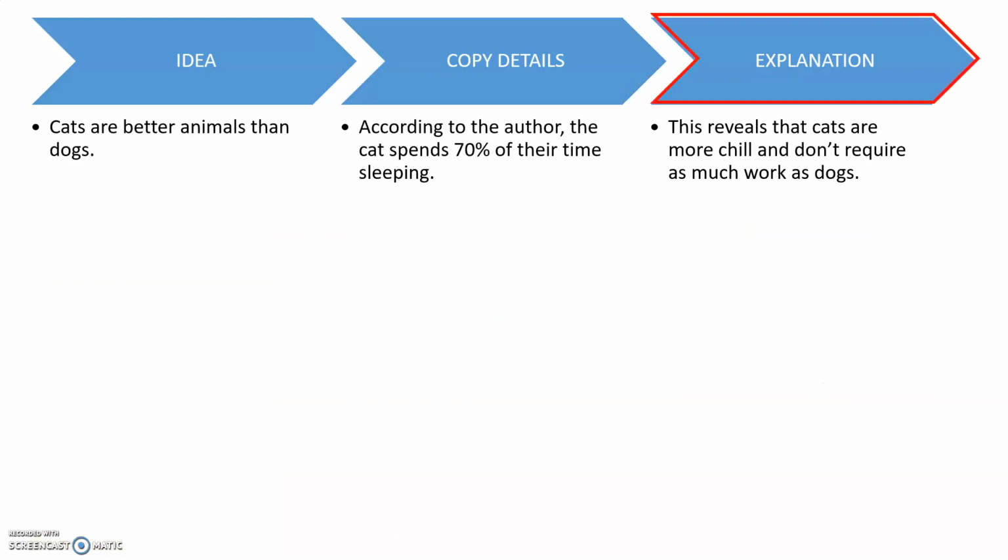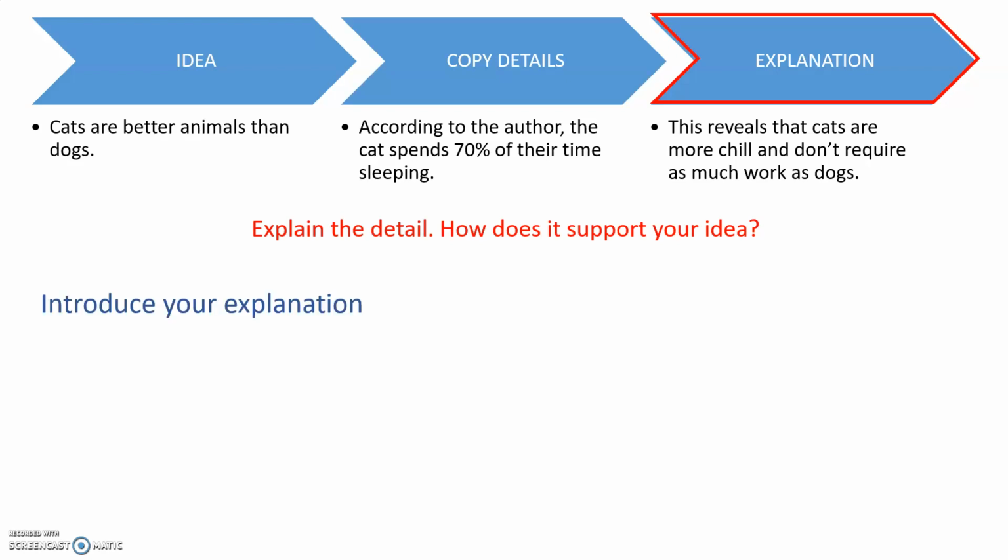And then explanation. I need to explain why I think the fact that cats sleeping a lot makes them really cool animals. So my explanation might be that, well, if cats sleep a lot, that means they're much more chill animals and they don't require as much work as dogs. So I need to explain this detail. How does it support my idea?